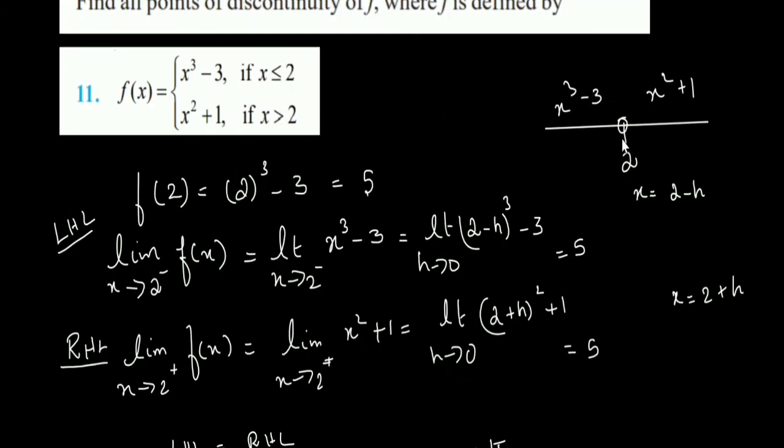For that, first we have to check whether the function is defined at 2. Then the left limit and right limit. So let us see f of 2. For x equal to 2, the function is x cube minus 3. So substitute x equal to 2: 2 cube minus 3 is equal to 5. So f of 2 is defined. f of 2 exists.